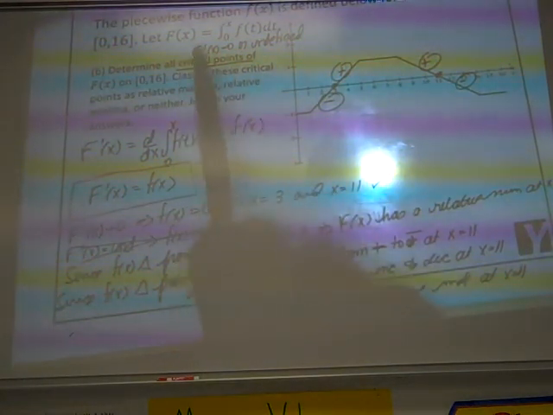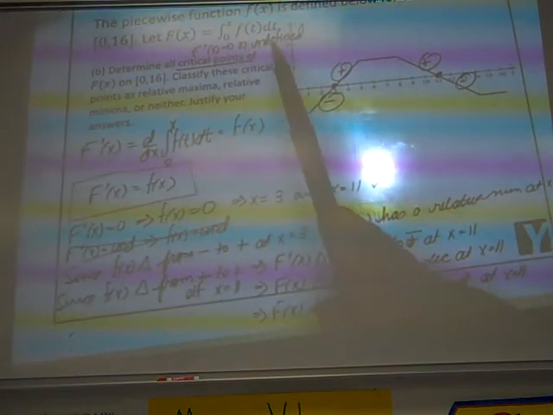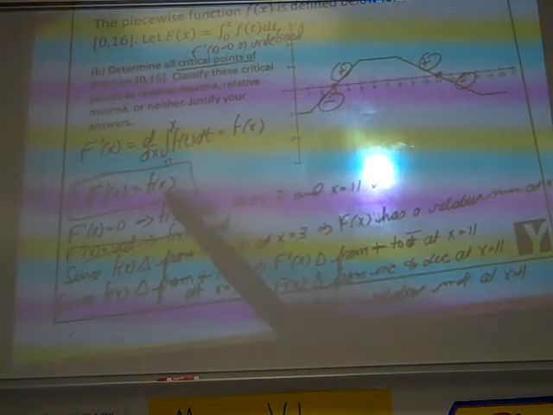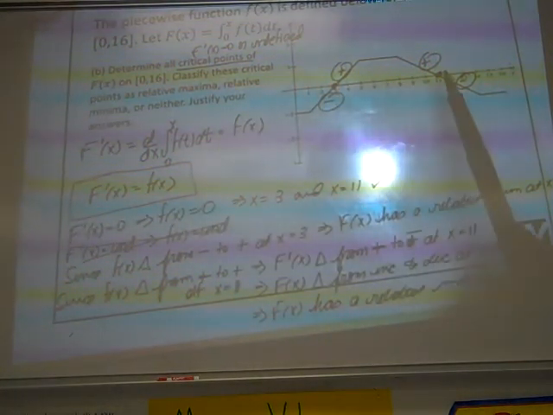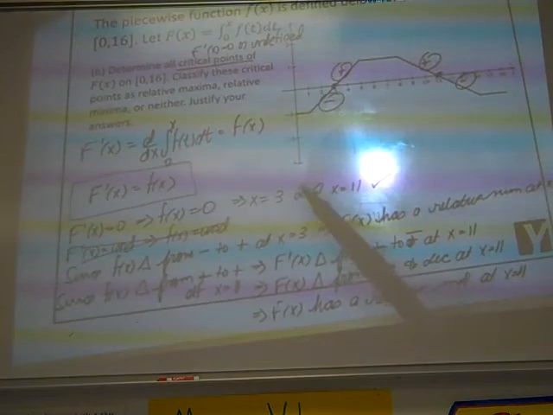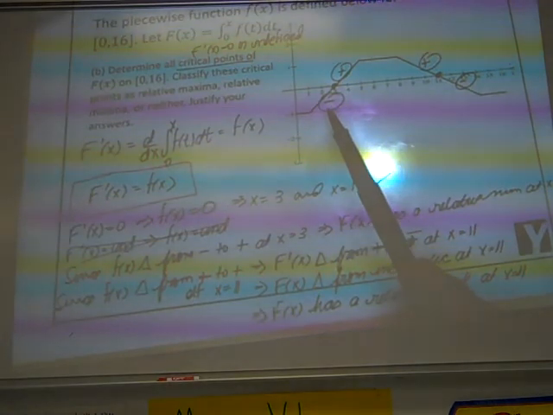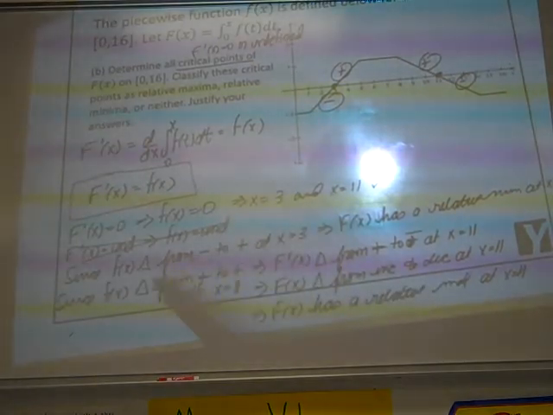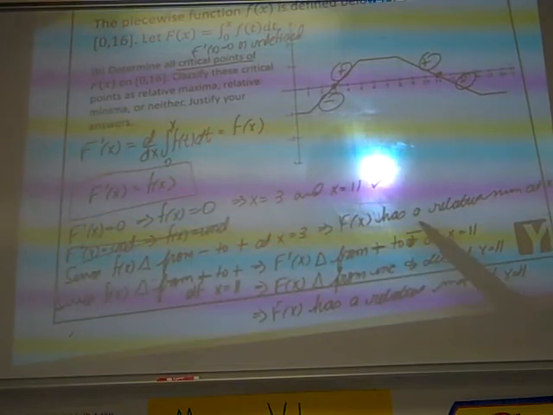I wanted critical points of big F. I know that a critical point means that the derivative is equal to 0 or undefined. So I take the derivative of big F, which we know is little f. I have to ask myself, where is little f equal to 0 or undefined? That happens at 3, and that happens at 11. I've identified my critical points. Now I need to classify the critical points. Little f changes from being negative, below the x-axis, to positive, above the x-axis, at 3. Since little f changed from negative to positive at 3, this means that big F has a relative minimum at x equals 3.